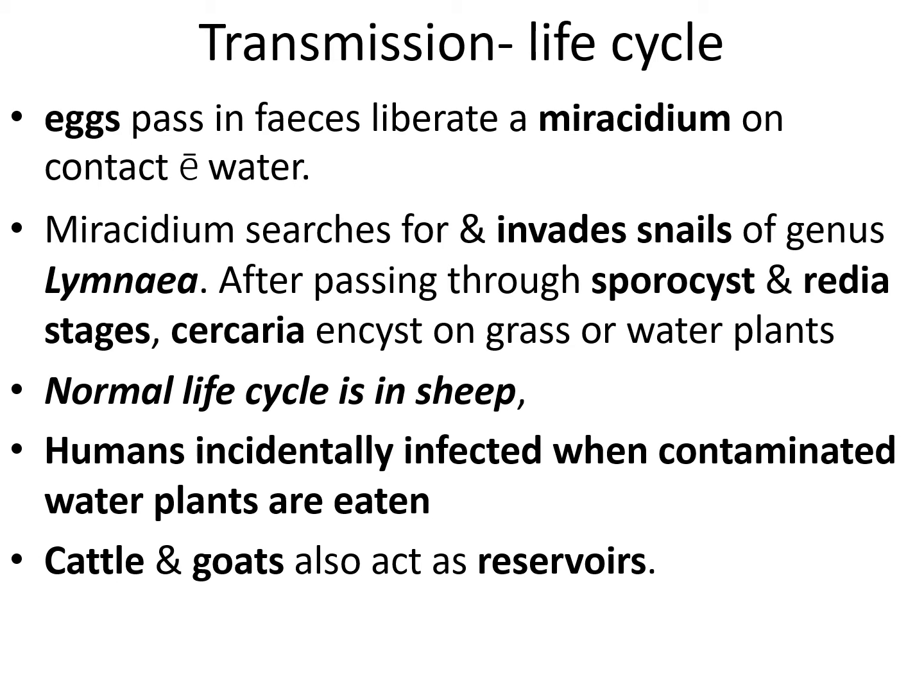Transmission and life cycle. Eggs pass in feces and liberate a miracidium on contact with water. The miracidium searches for and invades snails of the genus Lymnaea. After passing through sporocyst and redia stages, cercariae encyst on grass or water plants. The normal life cycle is in sheep. Humans are incidentally infected when contaminated water plants are eaten. Cattle and goats also act as reservoirs.